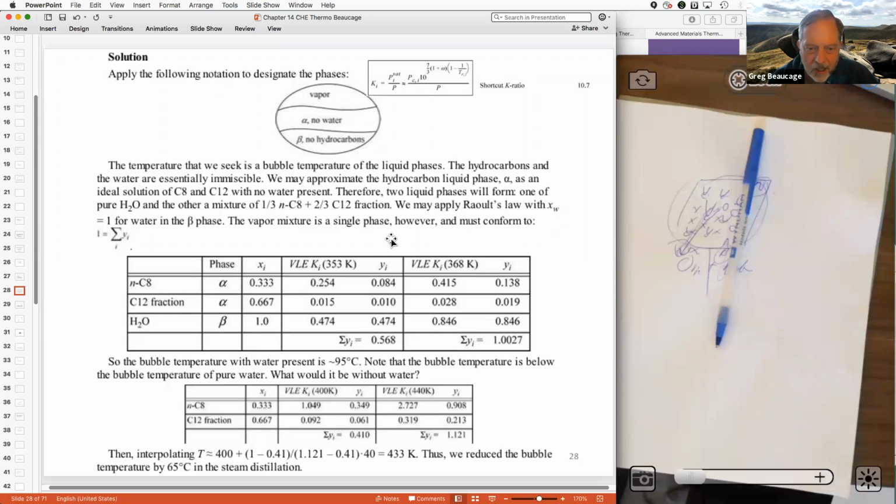Right. So adding the organic to the water, even though they're immiscible, made the water boil at a lower temperature. So that's kind of odd. And then the other thing is that the boiling point, the first bubble point for the organics, has been dropped, right? Because it was 433 and here it's 368. So the organics are strongly shifted by having the water present. So you can manipulate the behavior by adding water to a distillation column. It's called steam distillation. Right? So it shifts the equilibrium points.